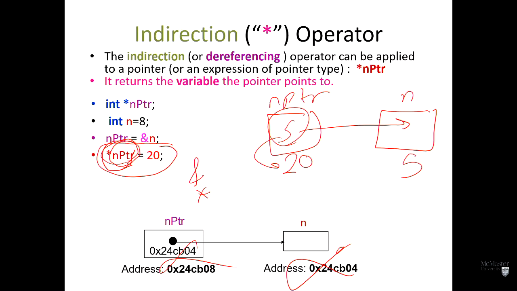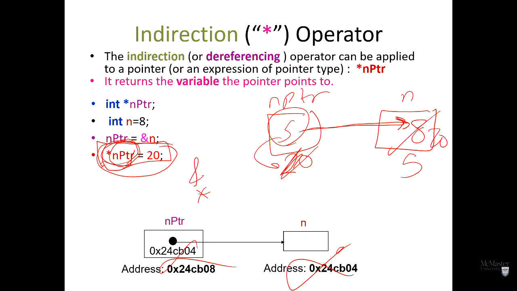When we come to pointers, asterisk does completely the opposite thing. Asterisk is used with a pointer, but not to access the pointer value, which is the address, but to address the value of that pointer, which is here n. So when I say n pointer is 20, I'm not changing the address. I'm actually changing the value that this pointer is pointing to. If n was originally 8, I'm changing this to be 20.